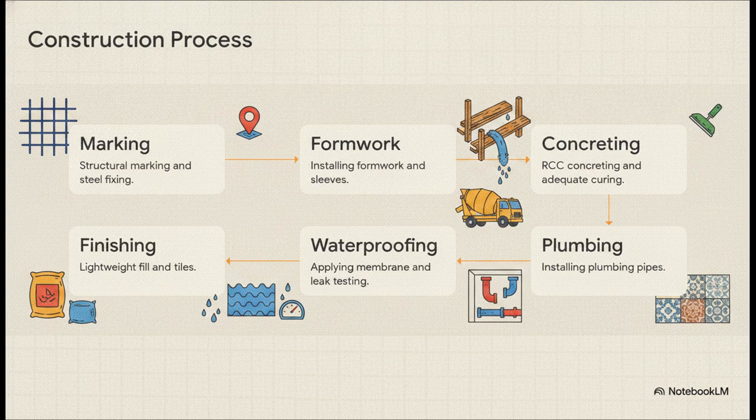First, we start with structural marking and steel fixing, getting that reinforcement perfectly aligned. Next up is installing the formwork and putting in sleeves for your electrical and plumbing lines. Stage 3 is the big one, RCC concreting, followed by plenty of curing time. Once that concrete is rock solid, we hit Stage 4, laying out the actual plumbing inside that sunken tub space. Stage 5 is rigorous waterproofing and leak testing. And finally, Stage 6 is filling that remaining void with a lightweight material, laying down a protective screed, and finishing it off with your floor tiles.